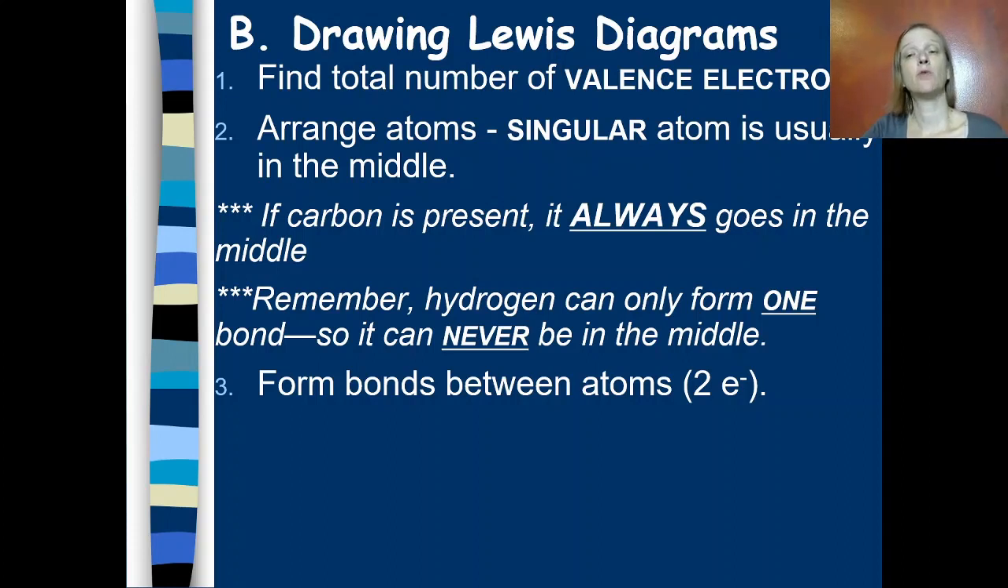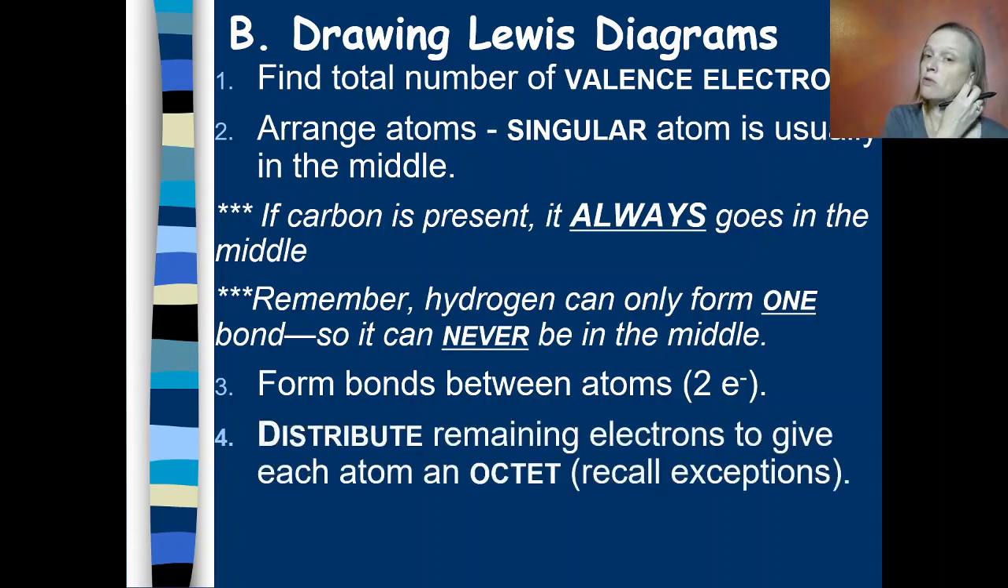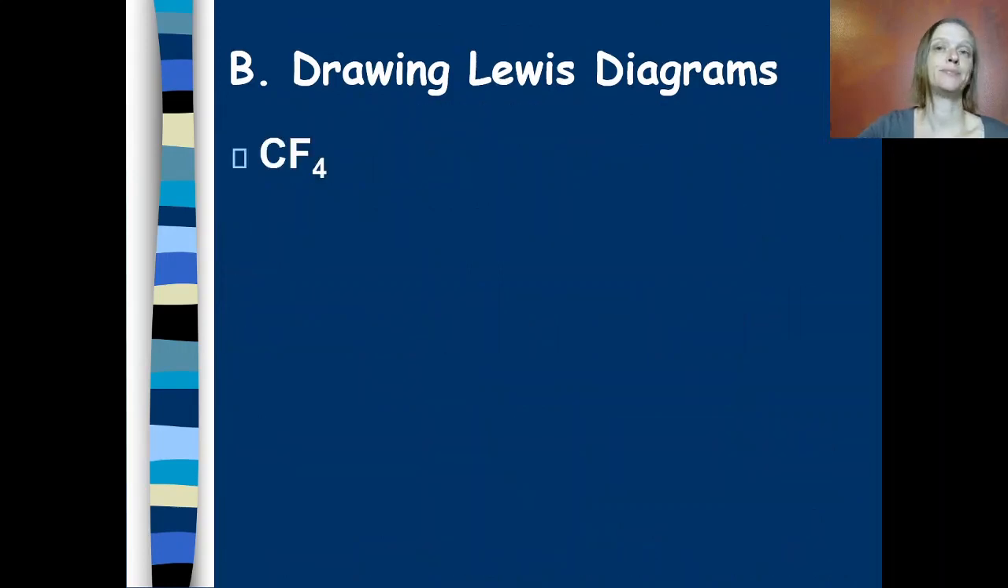The third step is to form bonds between atoms, and covalent bonds are made up of 2 electrons. Then you distribute the remaining electrons so that you give each atom an octet of electrons, unless the atom isn't supposed to have an octet. Remember, I gave you 3 exceptions on the previous slide. Then, if there are not enough electrons to go around, you start to form double bonds or triple bonds. For the first examples we're only going to go through steps 1 through 4, and then we'll add in some double and triple bond examples at the end.